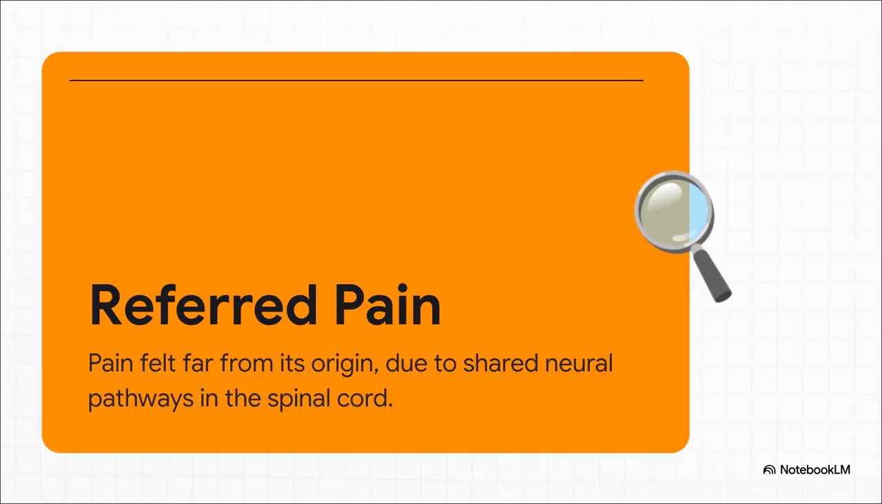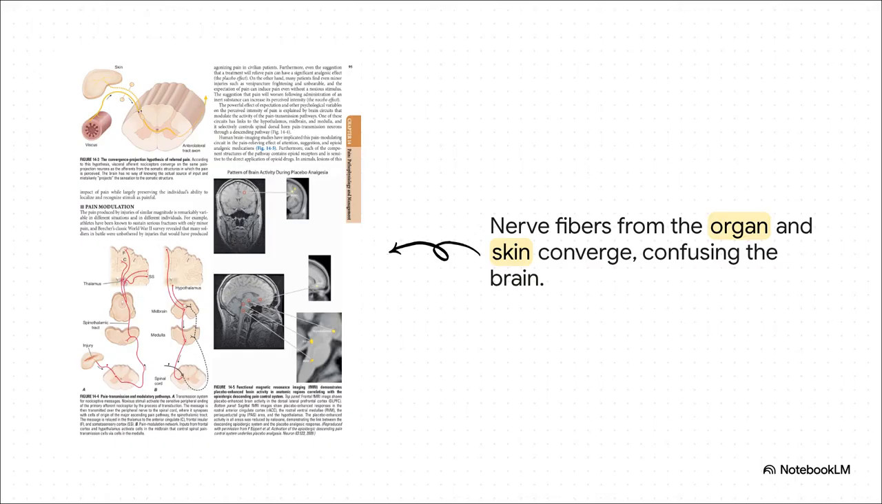And then you have the third type, referred pain. Oh man, this one is the ultimate clinical curveball. You've got pain showing up in a place that's nowhere near the actual problem. And if you don't understand why this happens, you could end up chasing a diagnosis in a completely wrong part of the body. This diagram is perfect because it shows you exactly why that curveball happens.